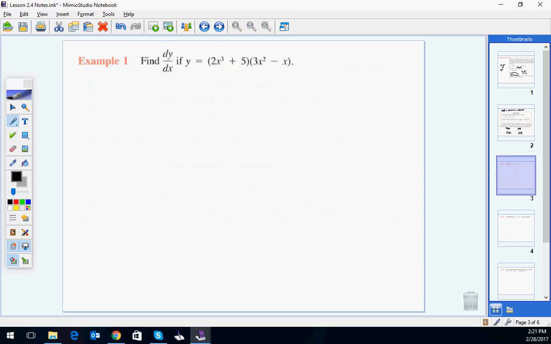All right, let's look at an example. 2x cubed plus 5 times 3x squared minus x. If you're saying, can I FOIL it out and just do what we were doing earlier? Absolutely. But we're going to get harder ones where you won't be able to do that. So we're going to practice the product rule with something easy.